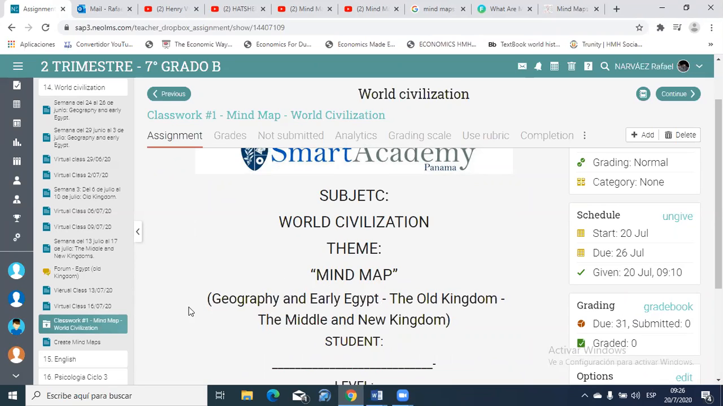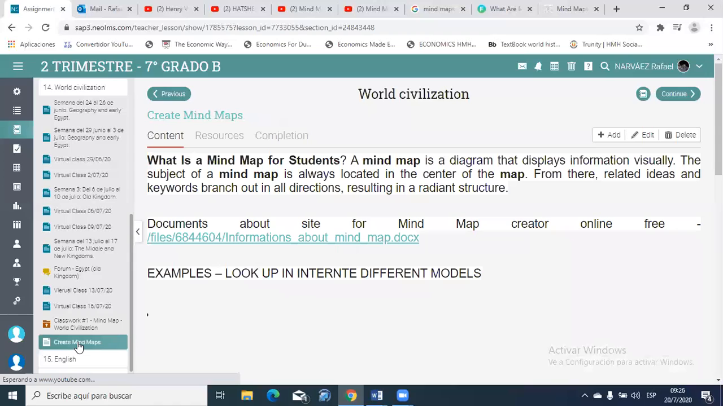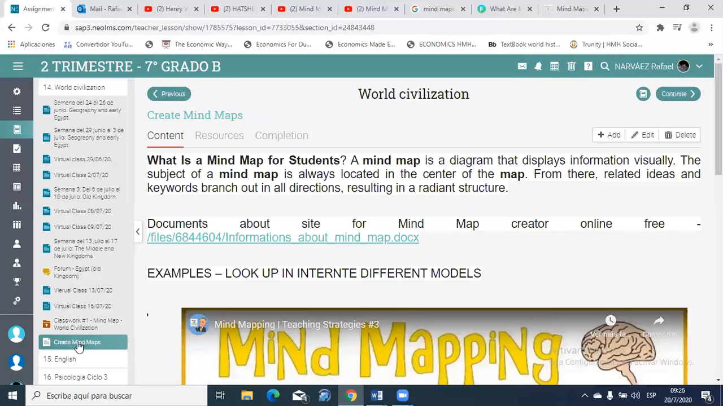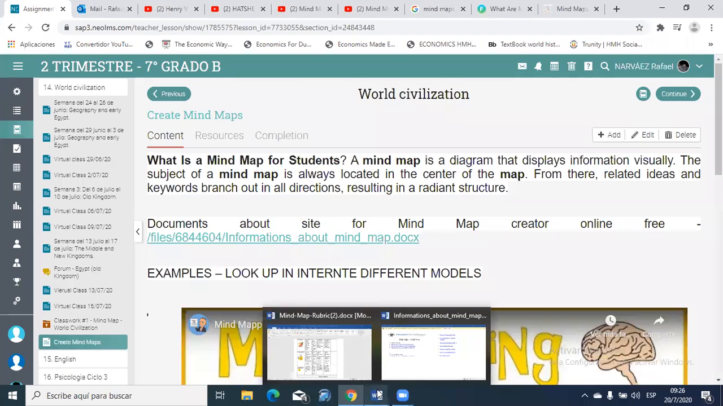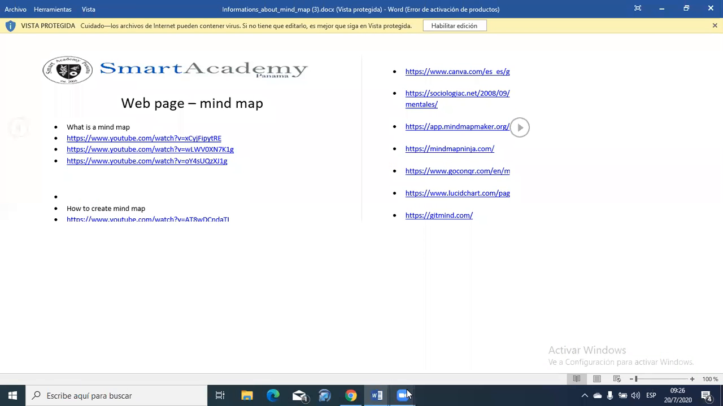Now, in case you don't remember what a mind map is, as I said before, over here you have another section where it talks about how to create a mind map. And also there's some videos, and I'm gonna play the video. Now over here, if you click over there, then you see something like this. So you have two options.